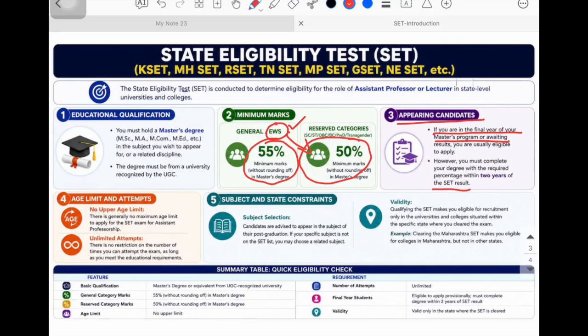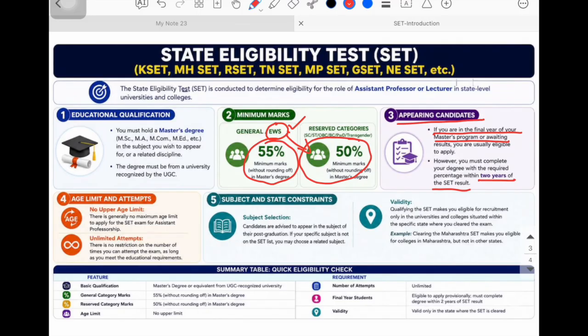Okay, if you are doing any master's degree and want to do our SET course, then normally we give you 1 year validity, and we give you an additional 1 year or 6 months validity if you are a final year student. So if you are a final year student, still you can attend the SET examination, but with a condition. If you qualify the SET examination, then within 2 years after the result publication, you have to complete your postgraduate degree.